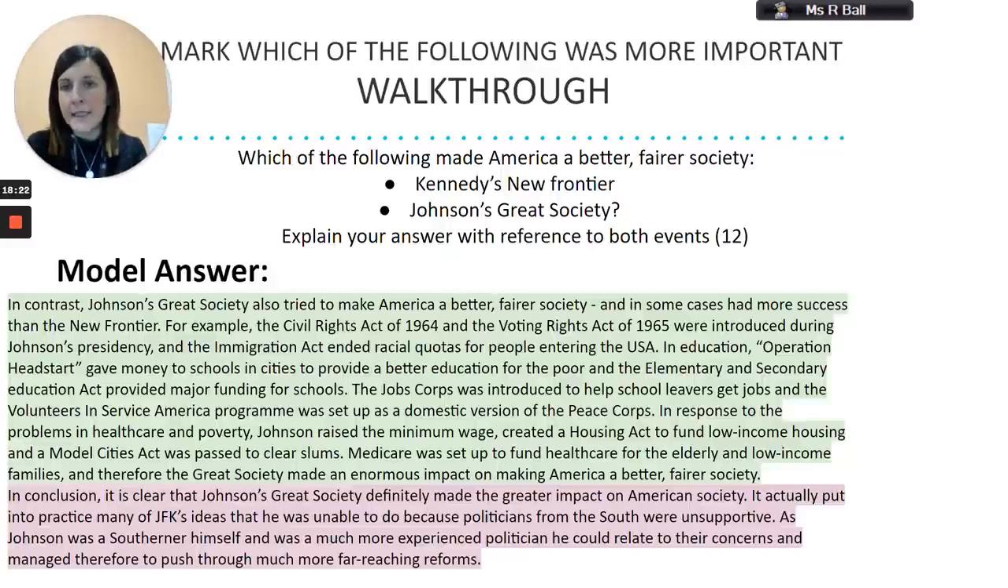In conclusion then, it's clear that Johnson's Great Society definitely made the greater impact on American society. It actually put into practice many of Kennedy's ideas that he was unable to do because politicians from the South were unsupportive. Johnson was a Southerner himself. He was a much more experienced politician, and he could therefore relate to the Southern politicians' concerns, and therefore was able to pass much more thorough and far-reaching reforms. And for that reason, his Great Society was more important in making America a better, fairer society.